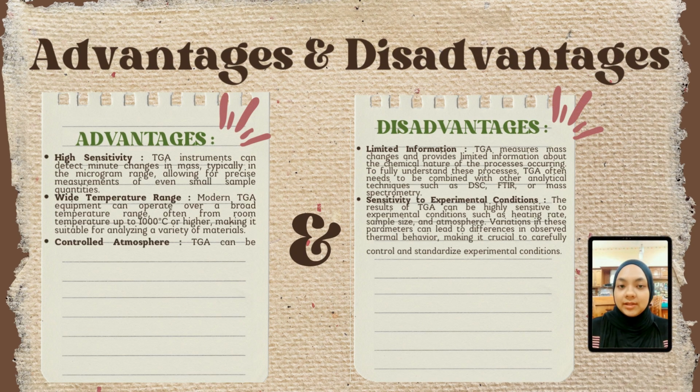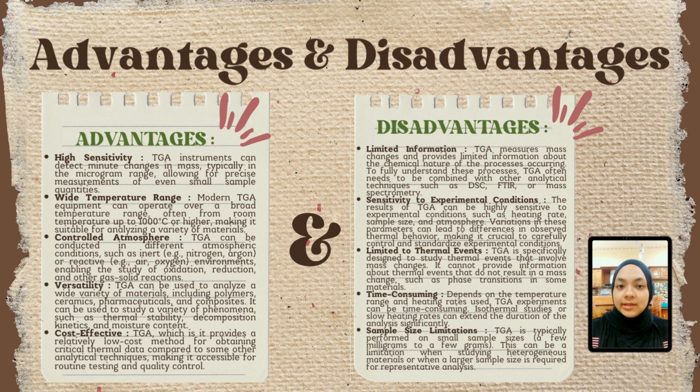Next, there are some advantages of the thermogravimetric analysis machine, which are high sensitivity, wide temperature range, controlled atmosphere, versatility, and also cost effective. However, there are also some disadvantages of TGA. Among them are limited information, sensitivity to experiment conditions, limited to thermal events, time consuming, and the last one is sample size limitation. So that's all from me, and I will pass it to Faizal.